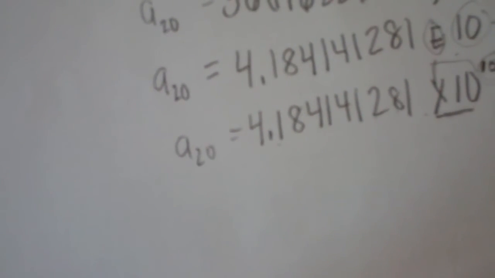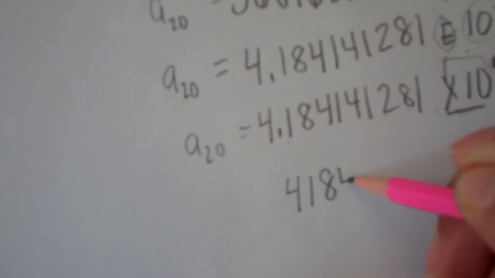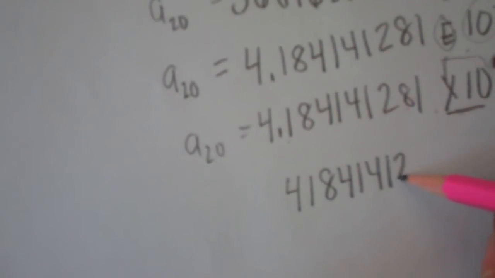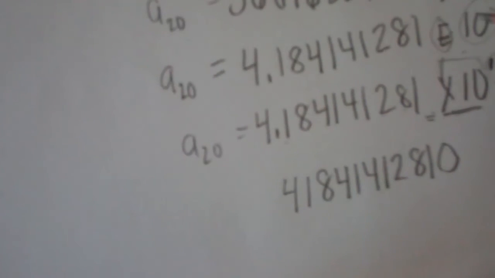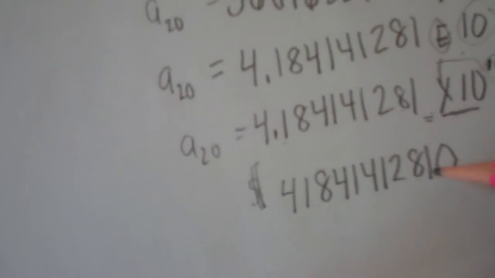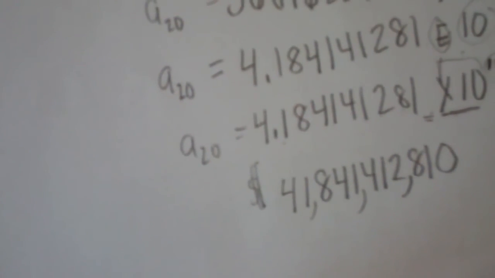This is a really large number. It would look like this, 41841411281. And then if we had that number, I would put a 0 because we don't. That's what that number would be, and that's how much money. Wow, I wish I had that.